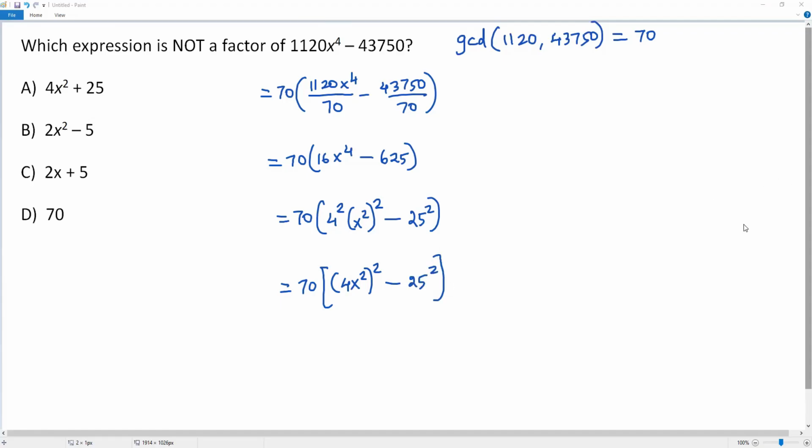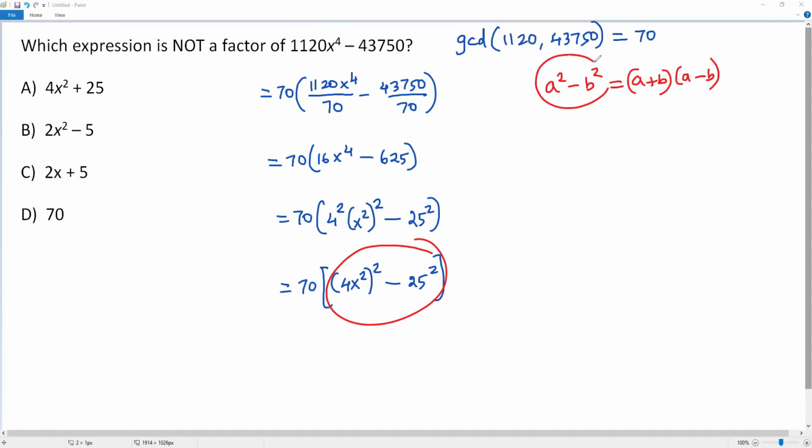Now let's consider an identity in algebra, that is the difference of two squares, a square negative b square. The factor form of this expression is a positive b times a negative b. Now let's consider the expression we have here. We have a difference of two squares. This is exactly in this form, a square negative b square. So it can be written in factor form like this. When I compare, at the place of a, we have 4x square. At the place of b, we have 25.